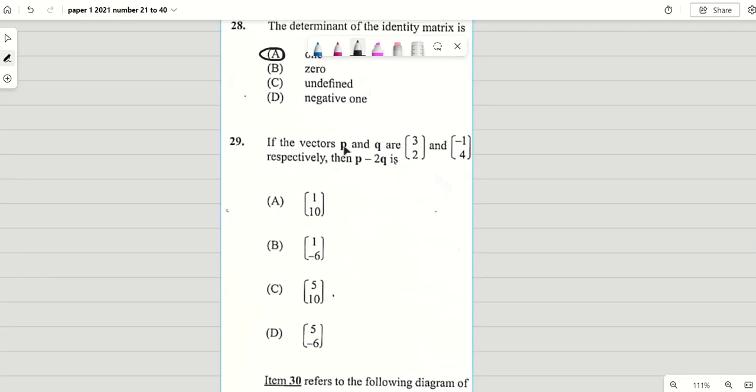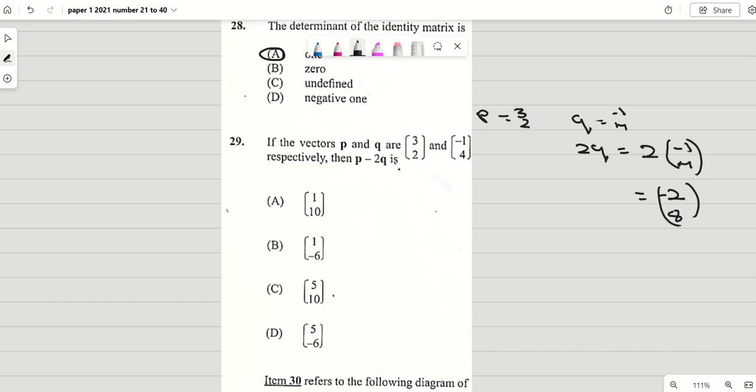Number 29, if vector P and Q is 3, 2, and minus 1, 4, respectively, then what is P minus 2Q? We know P is equal to 3, 2. Q is equal to minus 1, 4. So 2Q would be equal to 2 by minus 1, 4. So we're multiplying each by 2. So this would be minus 2, and 4 by 2 is 8. So the answer would be 3, 2 minus minus 2, 8.